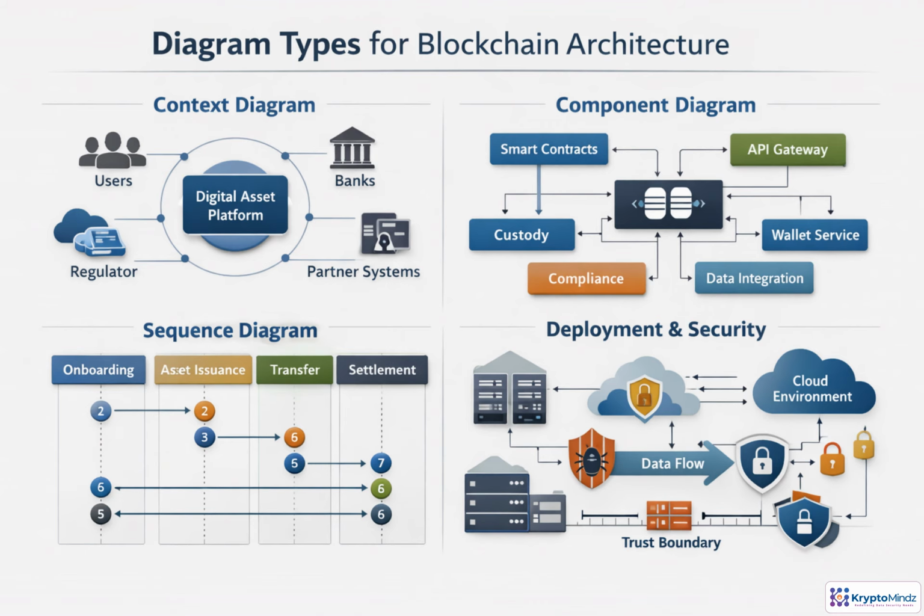Different architecture diagrams are useful because each one answers a different question. A context diagram shows who interacts with the platform and where the boundary sits. A component diagram shows the services, contracts, APIs, wallets, custody, and compliance pieces that make up the system. Sequence diagrams explain how transactions move over time. Deployment, data flow, and threat models then show where the system runs, how information moves, and where trust boundaries or security risks appear.